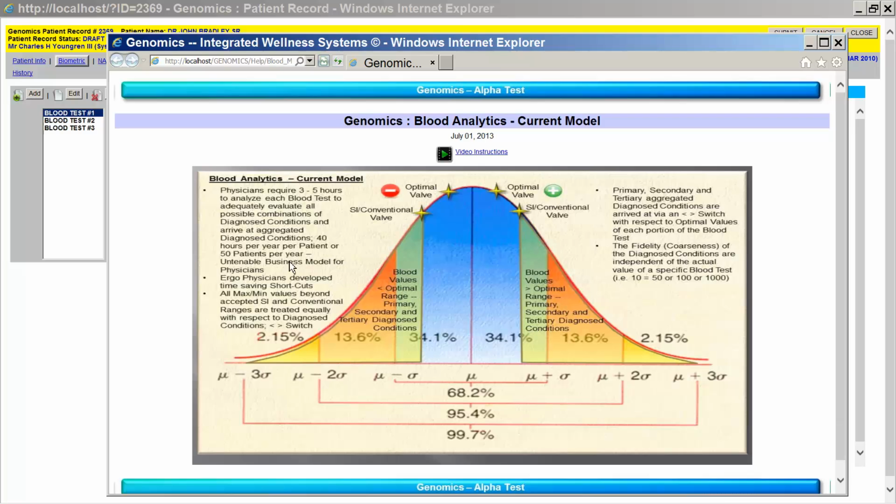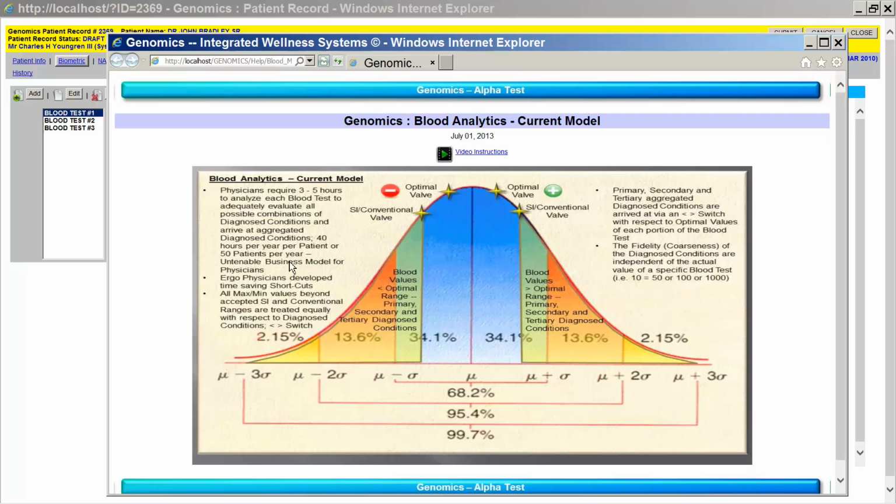For a physician or medical provider to adequately diagnose an individual patient would require on average about 40 hours per year per patient, which equates to about 50 patients per year total for a physician. As we all know, this is an untenable business model for medical practitioners. Ergo, physicians have developed shortcuts to save time and have been extraordinarily clever in their application of shortcuts.